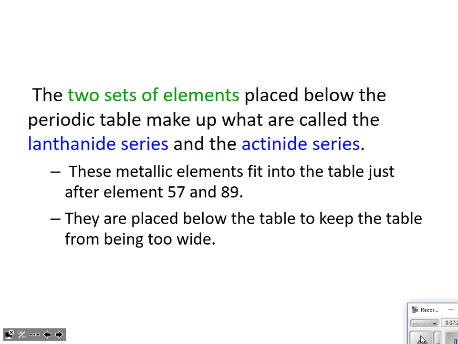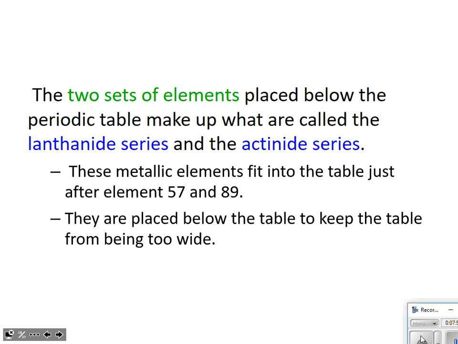Now, element number 57 is lanthanum. So, 58 through 71 are the lanthanide series. Actinium is number 89. So the actinide series is number 90 through 103.